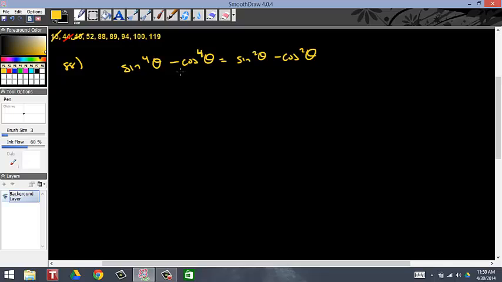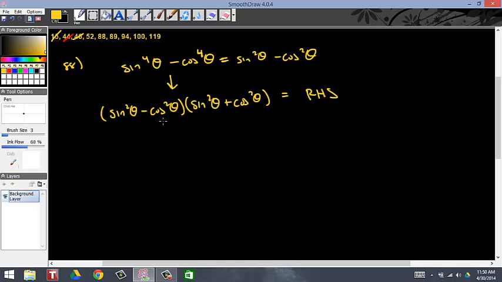Okay, guys, this is probably one of the easier identities. So you might want to make sure you know how to do this. The left side is the easier one to tackle because it factors into sine squared theta minus cosine squared theta times sine squared theta plus cosine squared theta. And that all equals the right-hand side. Now, remember, this is a fourth degree polynomial, and it's being subtracted, which is basically a difference of two squares.